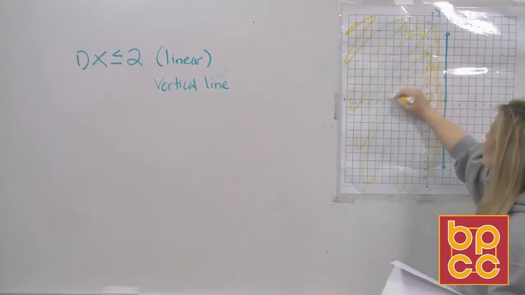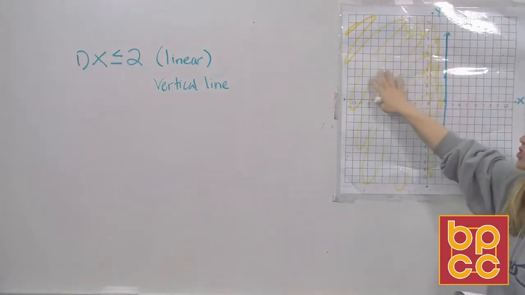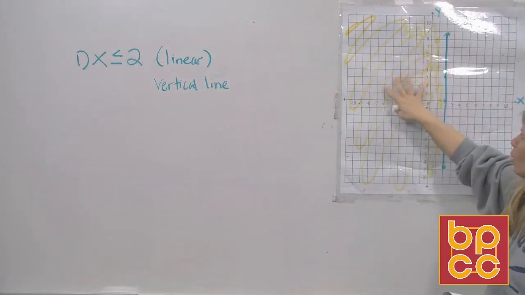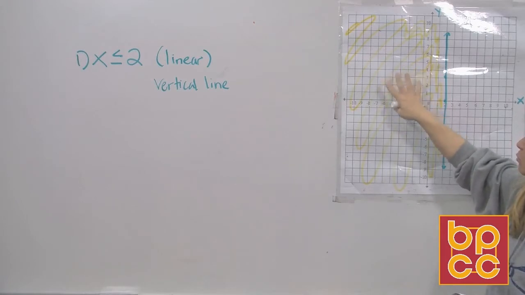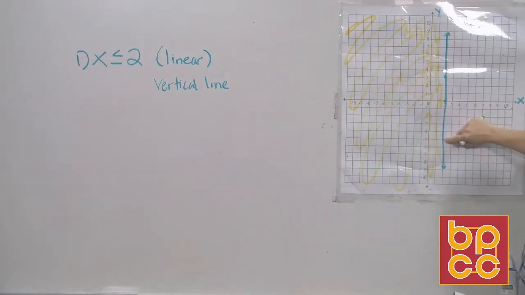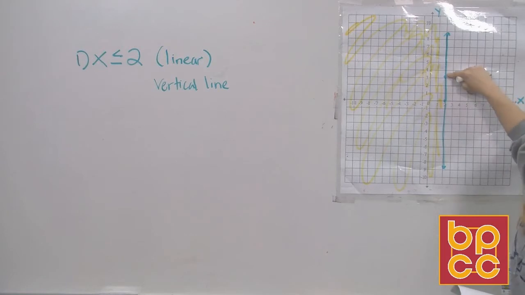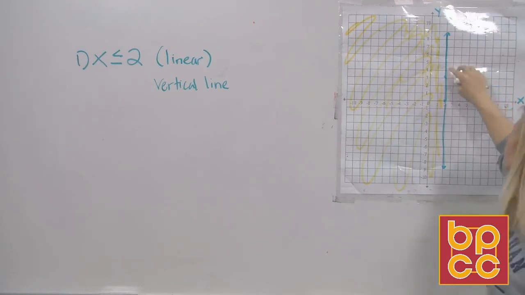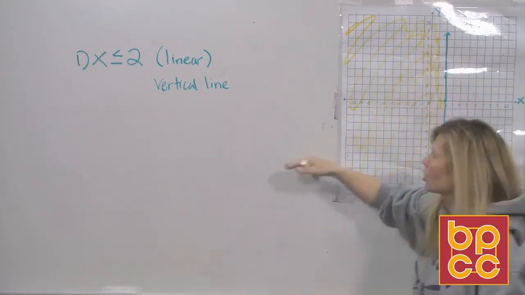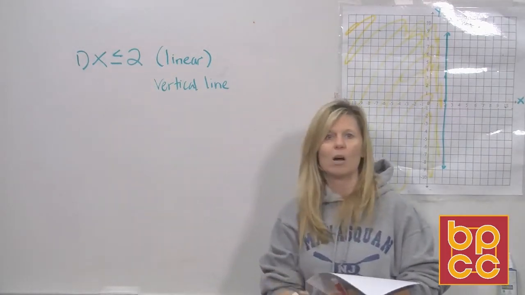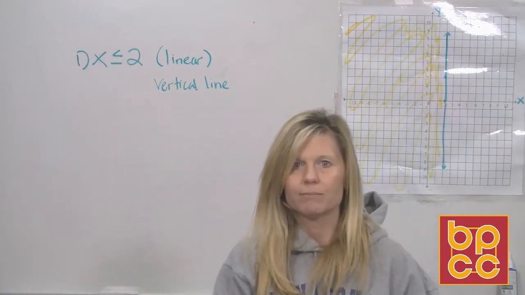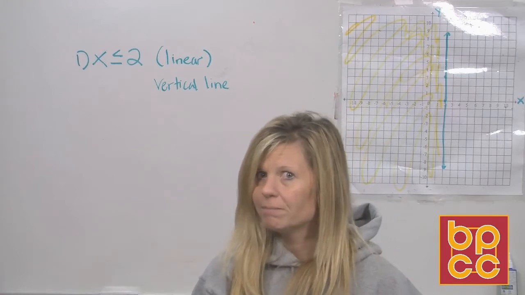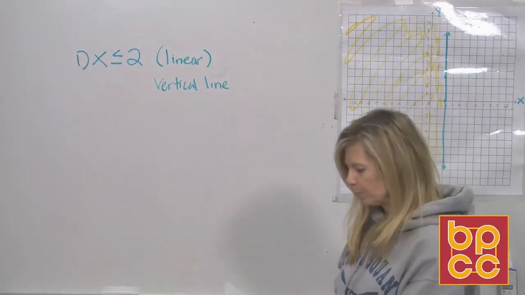And that's what I should see. All of this is the solution set. Every point here has an x value less than 2. Every point on the solid line has an x value equal to 2. These are all the answer, the solution to that inequality. That's all there is to it. So far, so good. Let's try another one to review.